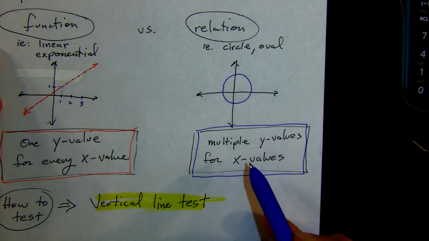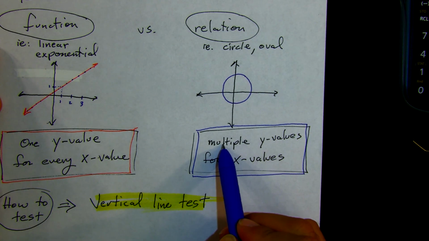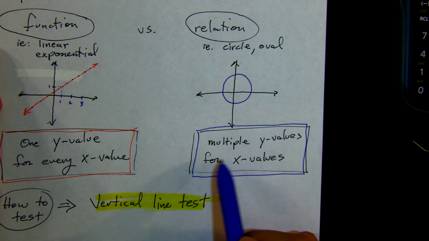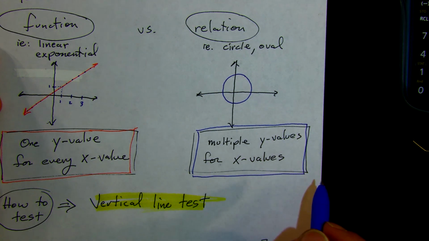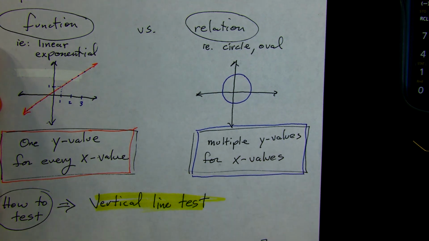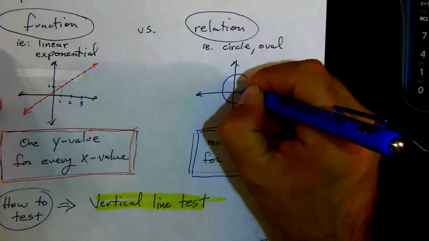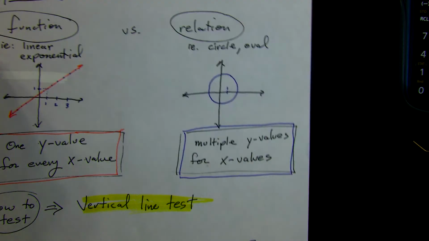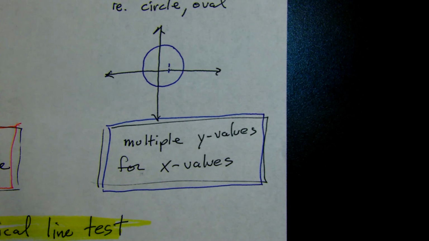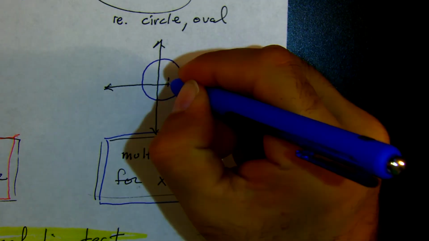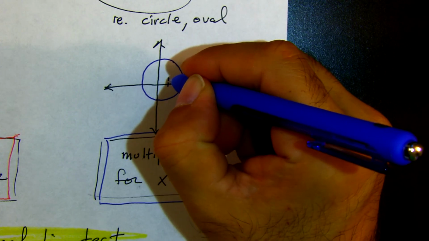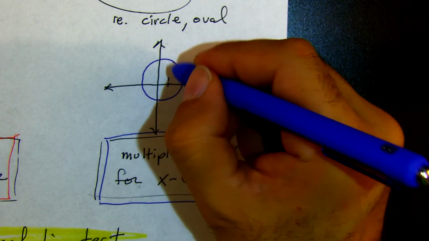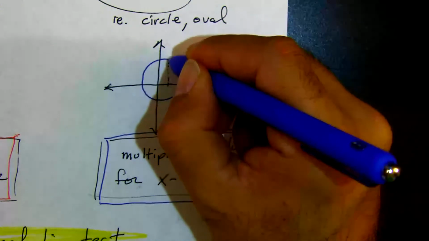Now look over here. There are multiple y values for our x values. Watch. If I'm right here at x equals 1, what y values correspond to x equals 1? Think about it like an elevator. We're in elevator number 1, right? So we have elevator number 1.